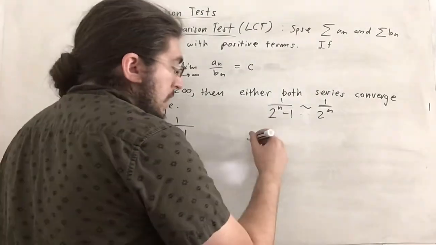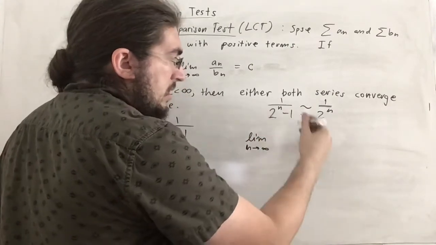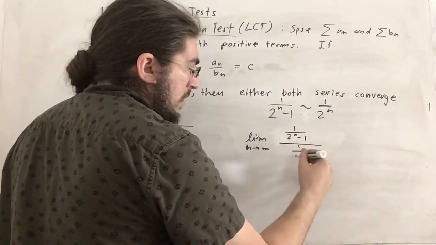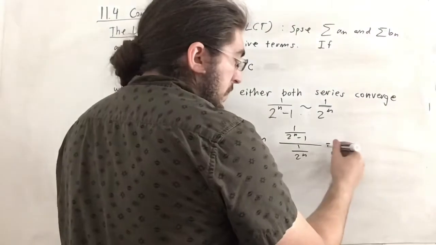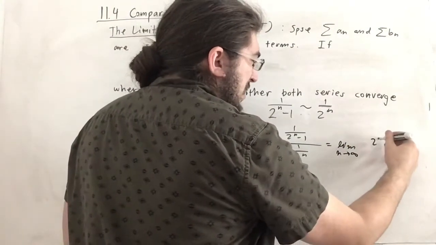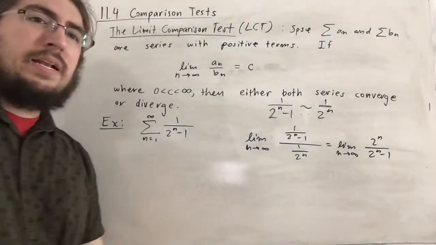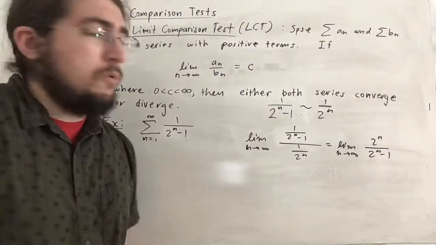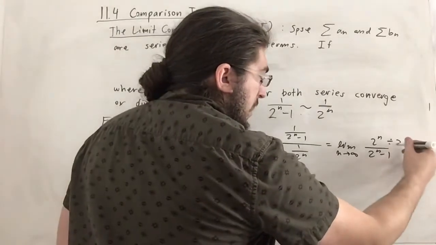So with that being said, let's find the limit as n goes to infinity of, let's just say this one over the second one. Now, of course, we can multiply top by the reciprocal of the bottom, and we'll get the limit as n goes to infinity of 2 to the n over 2 to the n minus 1. And if you want to use L'Hopital's rule here, you can. You can also divide everything straight through by 2 to the n.